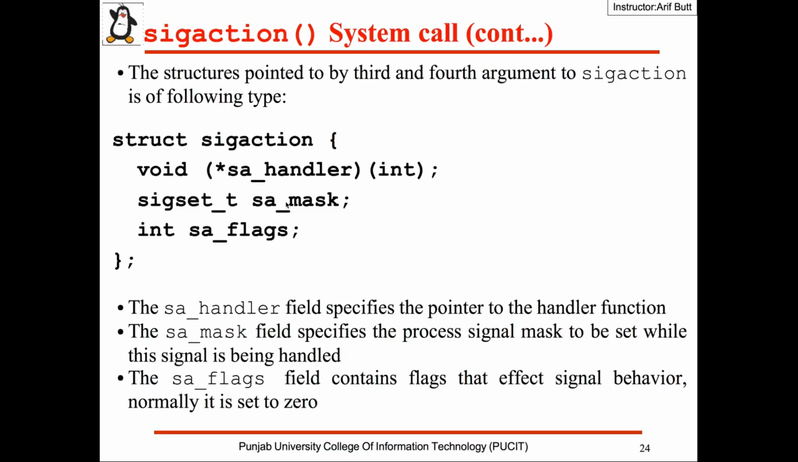There are three main members of this structure. The first is the handler, the function pointer. The second is the mask, and the third is the flags. The handler specifies the pointer to the handler function. The mask specifies the process signal mask to be set while this signal is being handled. And in this SA flags field, we normally place a 0 over here, but this can be used to change the signal behavior if we want.